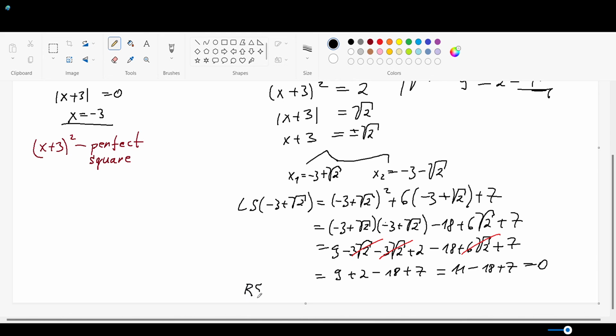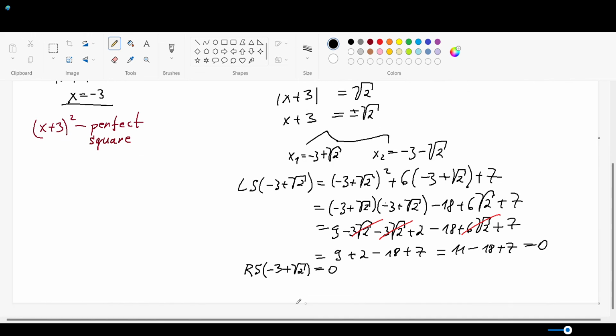The right side of the equation for negative 3 plus square root of 2 is 0. My conclusion here is that left side equals right side, so I'm happy with this root. And if you apply the same check for the second root, you will get the same result, and I wish you'll try it on your own.